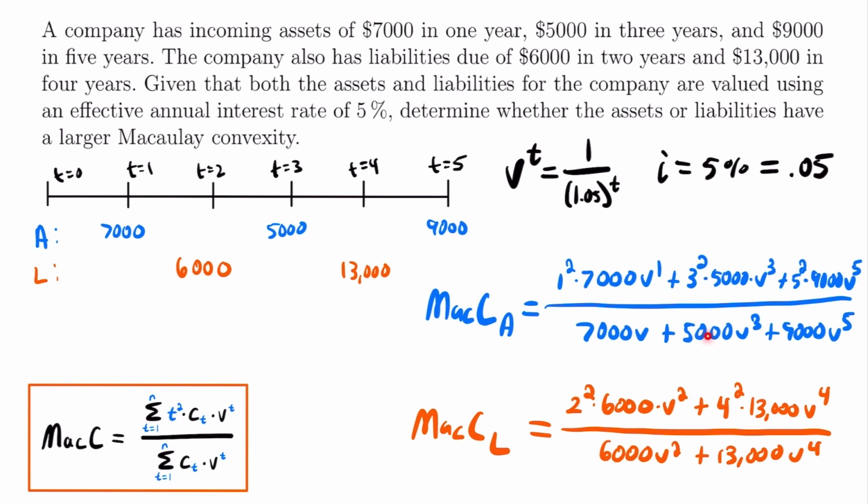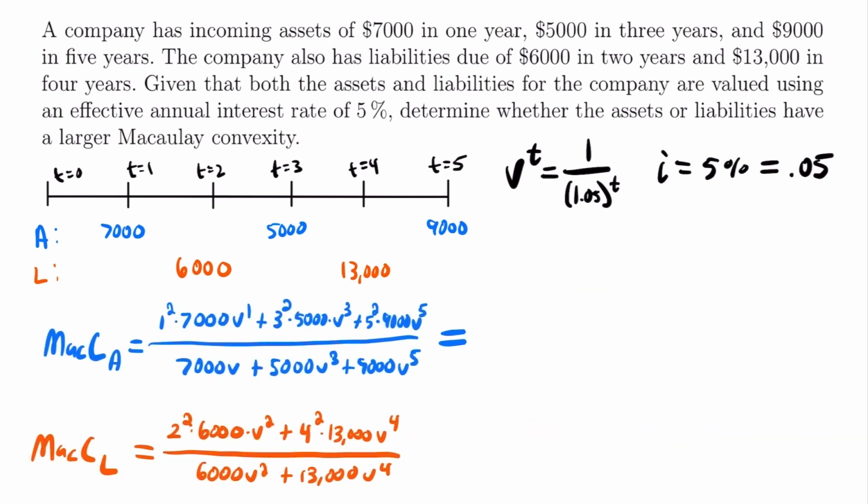But if you have everything set up like I do right here, and you plug it into your calculator, here's what you'll find. The Macaulay convexity of the assets is going to be equal to 12.298 and some more decimals, and the Macaulay convexity of the liabilities will be equal to 11.953 and some more decimals. And so clearly we can see that 12.298 is bigger than 11.953, so the Macaulay convexity of the assets is bigger than the Macaulay convexity of the liabilities.